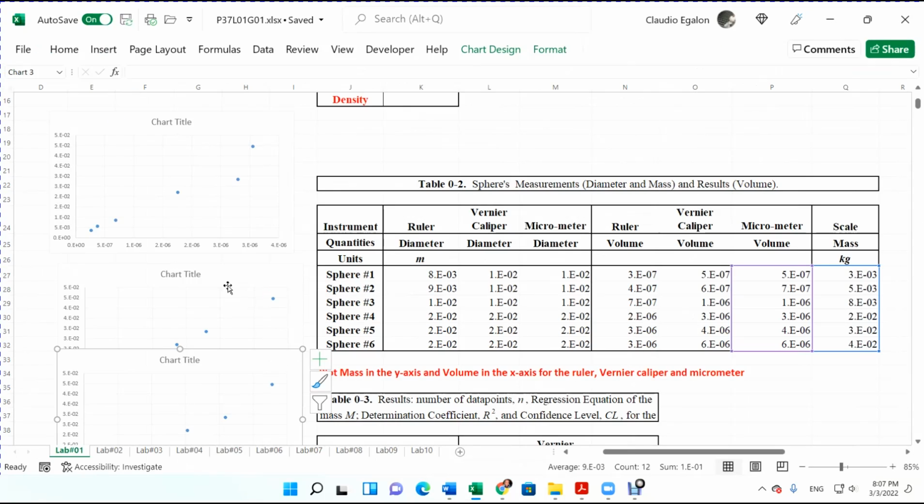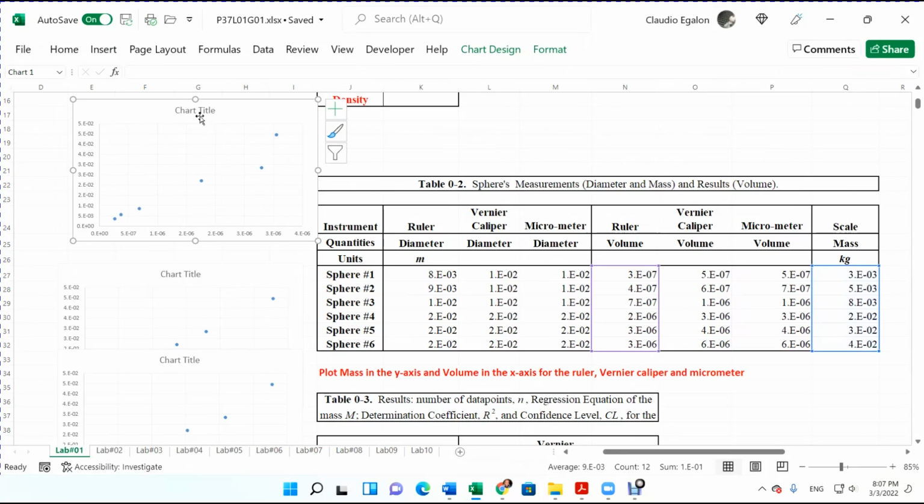Now we need to label the graphs, right? Label the axis. Okay? First, I don't like a title to the chart. Delete that. Highlight it and delete it. I think it's unnecessary. Okay? Take a look at those numbers here.